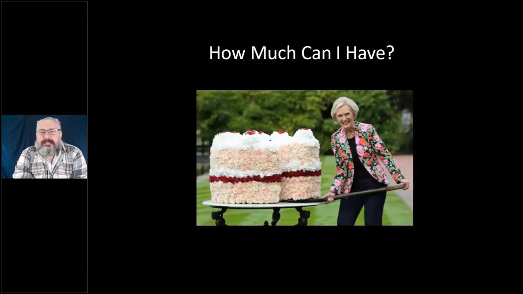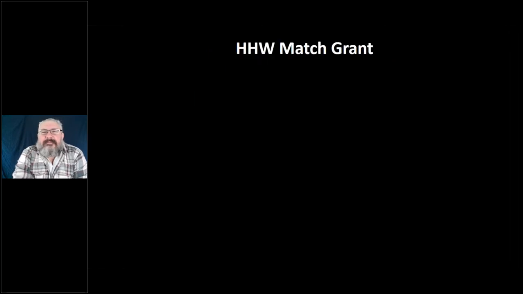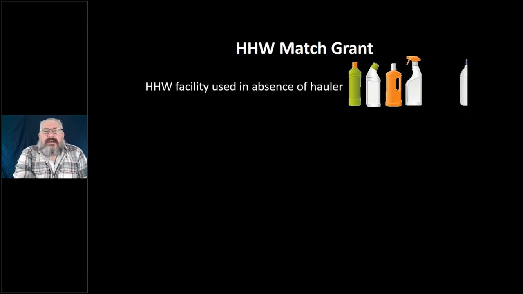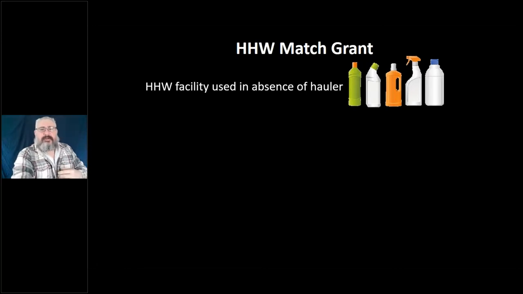So how much do you get? What's your piece of the pie, so to speak? So HHW is a grant match, which means we will match up to 50% depending on your total population of who's using or who's invited to the event and what you offer, how many drop-off opportunities. So there's four tiers. The first one, the highest tier for reimbursement, is an HHW facility that collects in the absence of a hauler. So that means they are certified as a permanent HHW collection facility.